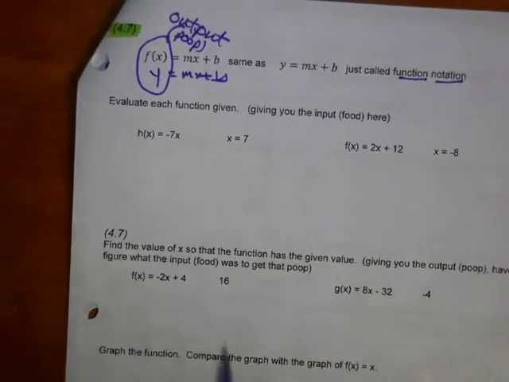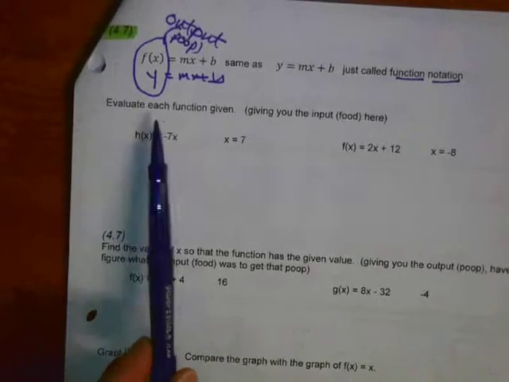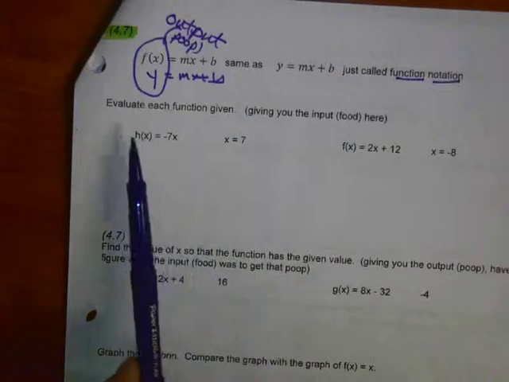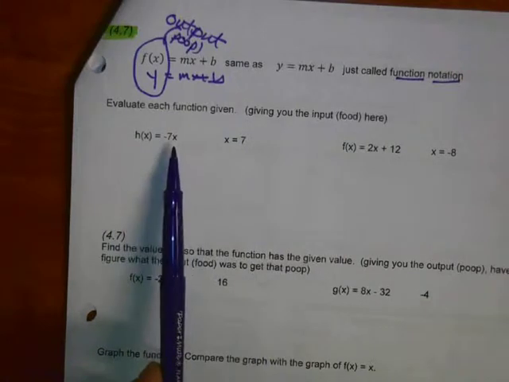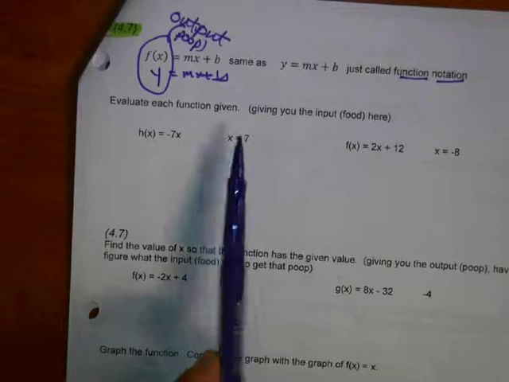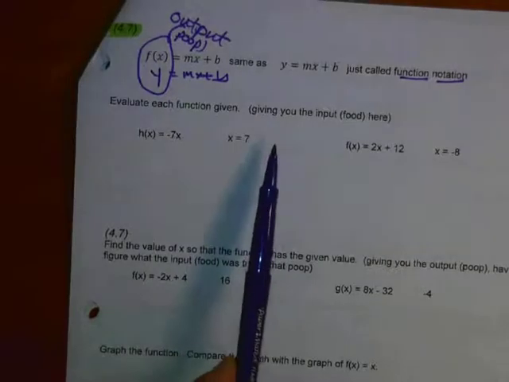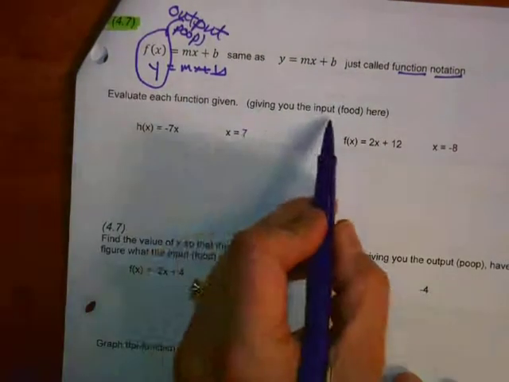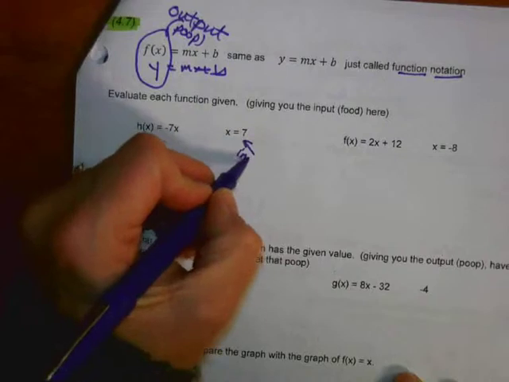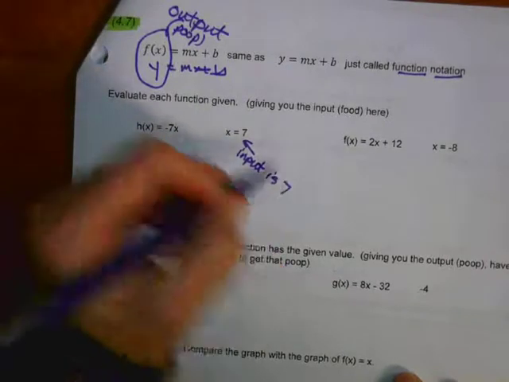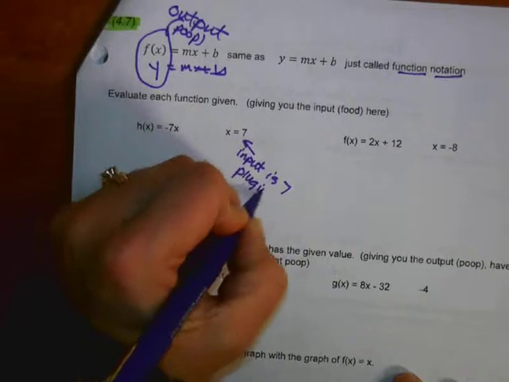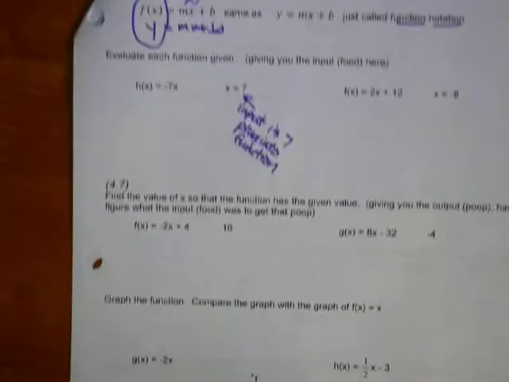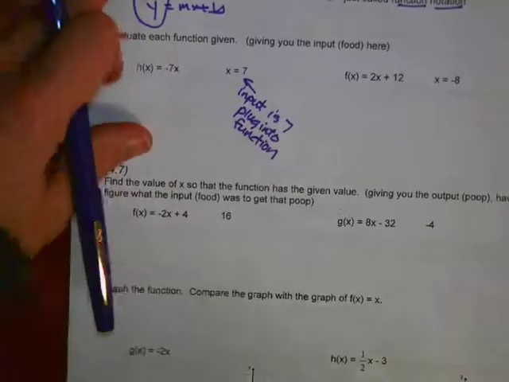Okay? Here we go. Let's practice some of this. Now here's what you're going to do. Evaluate each function given. Okay, what's happening here is we have h of x equals negative 7x. And they're telling me that x equals 7. That's the input. That's what's going into the fish's belly. I need to find out what's coming out. So they're giving you the input, or the food here. The input is 7. You plug that into your function, and it looks like this.